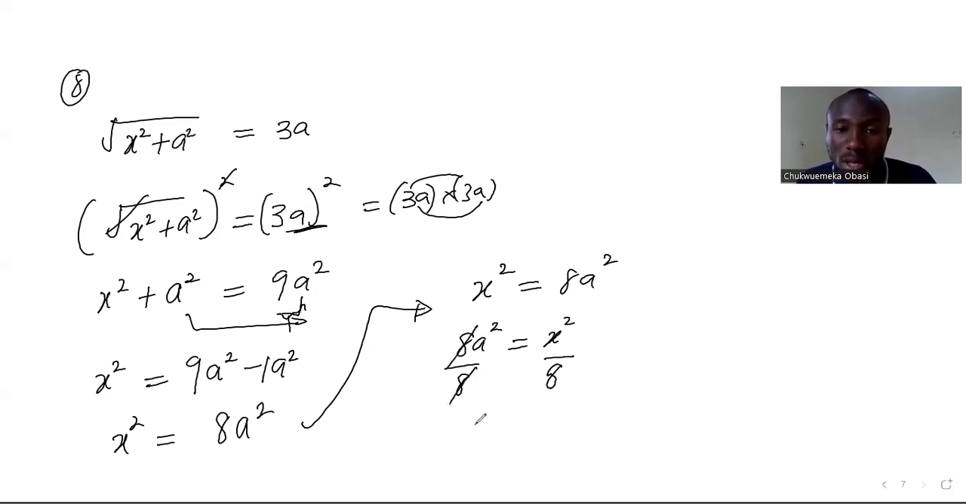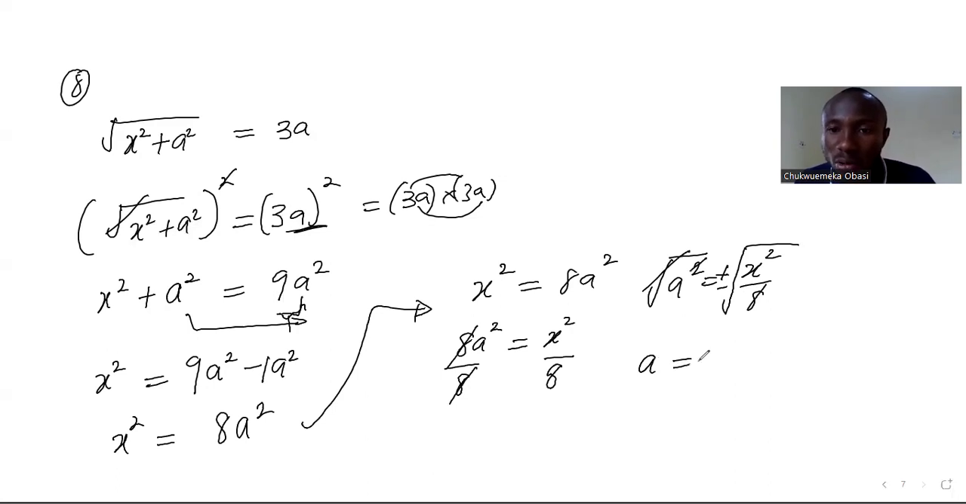So this guy cancels out. So I have a squared is equal to x squared over 8. And now to get rid of this square, you take the square root of both sides. Whenever you take the square root, you always put a plus or minus sign before the root on the other side of the equation. So this square cancels out this root.